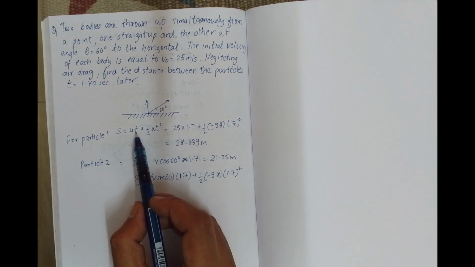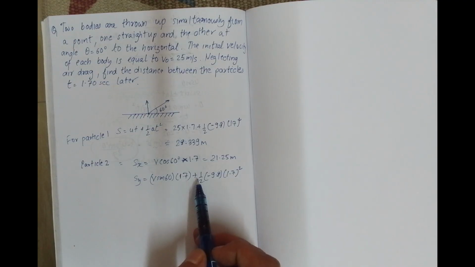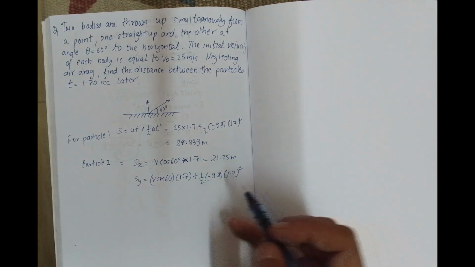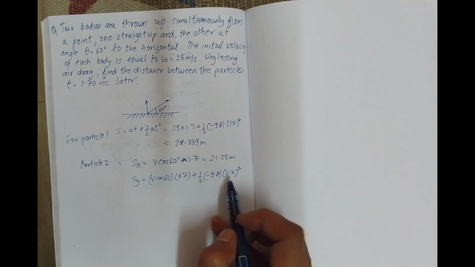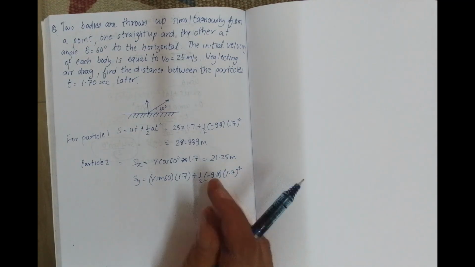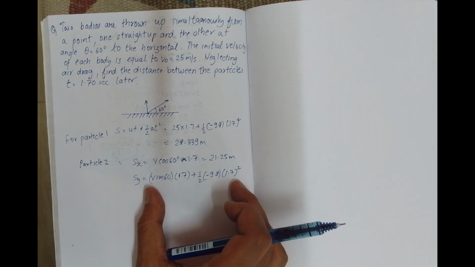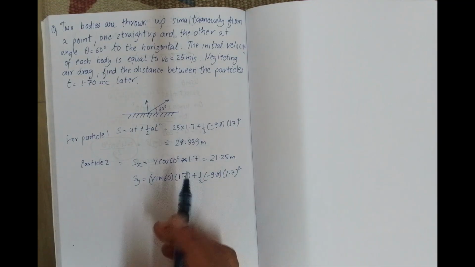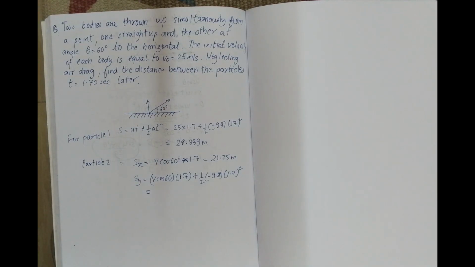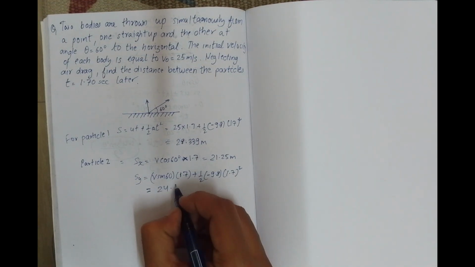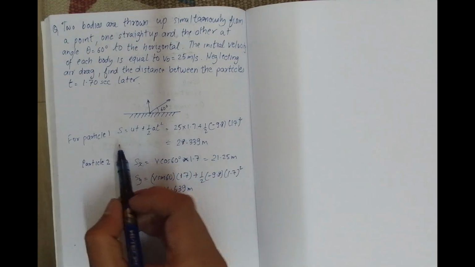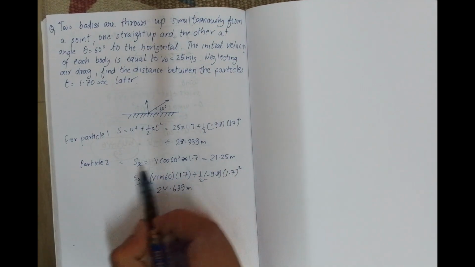As far as the time is concerned, time will remain the same, 1.7, plus half a t square. a is equal to minus g because it's acting in the downward direction, and time is again 1.7 seconds. So this value is the vertical component of the displacement of the particle 2 in 1.7 seconds. Calculate this. How much is this? meters. Right?